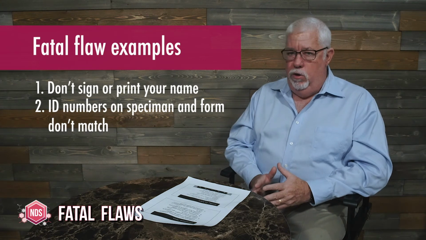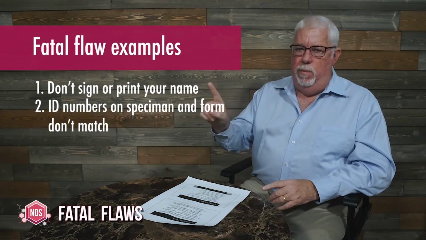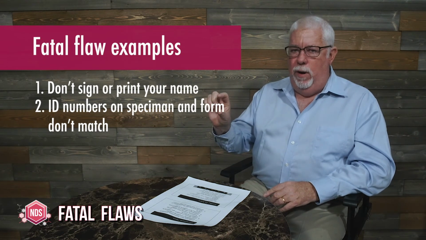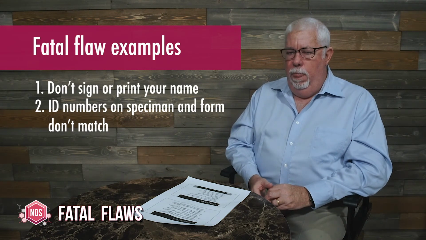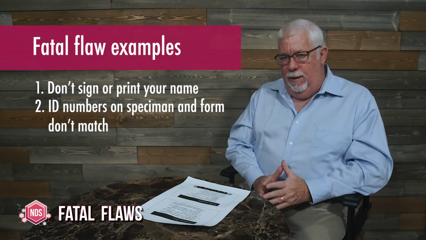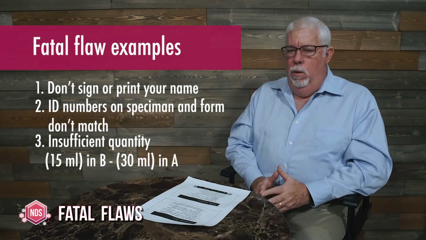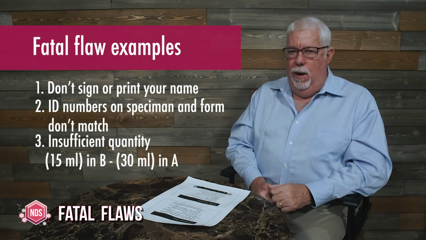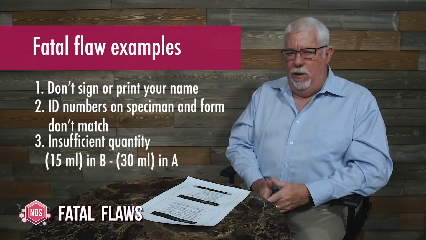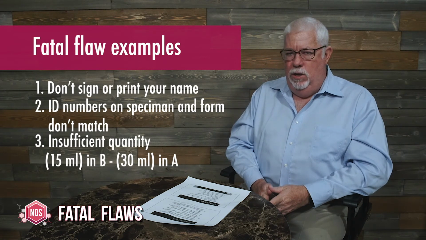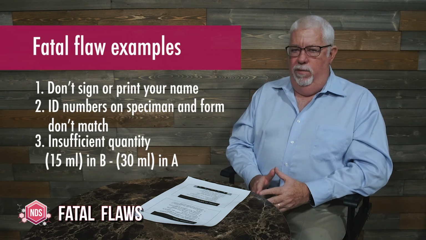Same goes if you're doing an electronic collection. The specimen ID number on the labels must match the specimen ID number on the computer screen for the test that you're doing as an electronic chain of custody. Another example is if you send into the lab a specimen with insufficient quantity. Remember, we need 15 milliliters in the B bottle. We need 30 milliliters in the A bottle. If the lab doesn't get enough specimen per DOT regulations, 45 milliliters total, they will cancel the test for insufficient quantity.